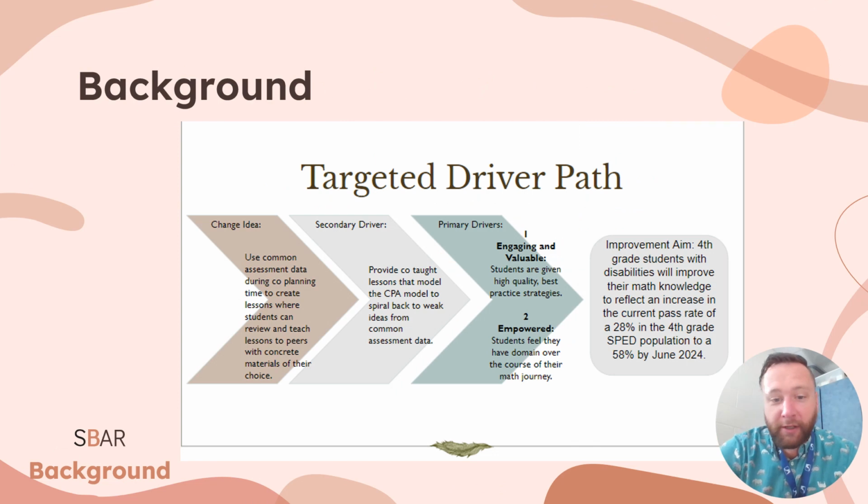So we move on to our background. Our wider improvement aim was for fourth grade students with disabilities to improve their math knowledge, to reflect an increase in the current pass rate of 28% in the fourth grade SPED population to 58% by June 2024. Our smaller target aim, for summer school, was just to take our pre-assessment data and improve on it for the post-assessment, which all students ended up doing.